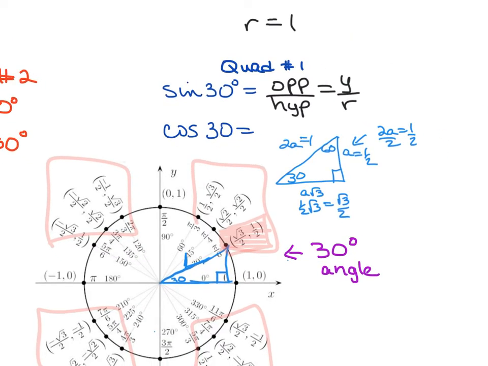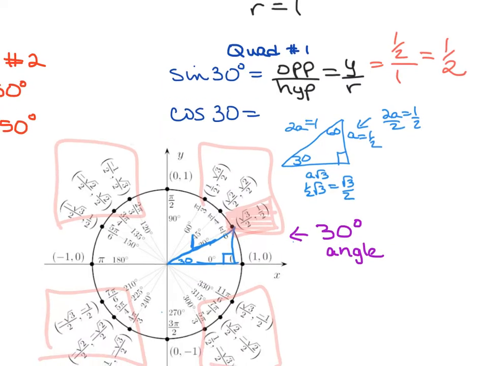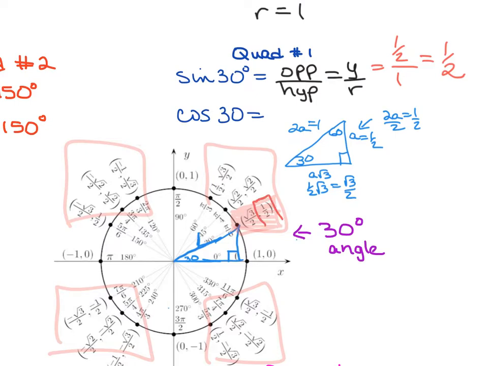So if I take my y, it's 1/2. My r value is always 1. Anything divided by 1 is itself. So the sine of 30 is 1/2. If you realized it, look at the y of your ordered pair. It's 1/2.